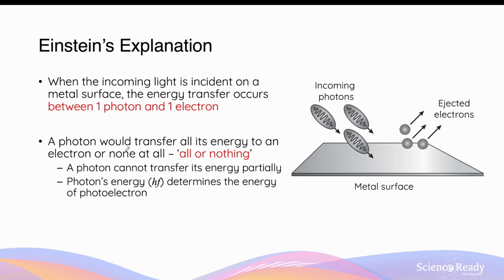In addition, Einstein also said that a photon would transfer all of its energy to the electron or none at all. This is called the all or nothing principle. In other words, this means a photon cannot transfer its energy partially. So if it does end up transferring its energy to an electron, it will transfer all of its energy. And as we previously mentioned, the photon's energy is given by Planck's equation, which is E = hf.